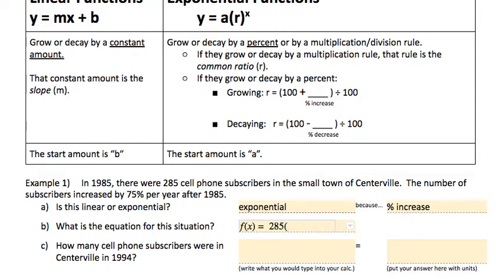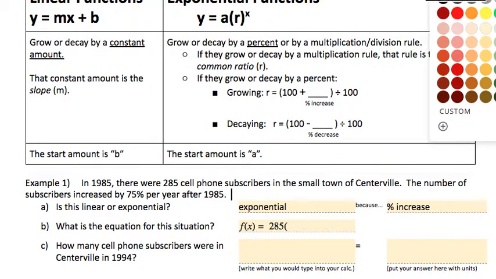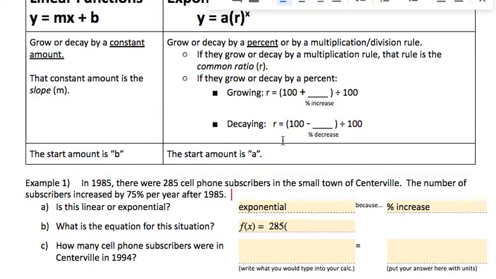Now my growth rate, I might come up here and try to work it out, but it is increasing by 75%. So I'm going to come up here and use a different color. Oh, I'm just going to use red. Okay, so R equals 100. This is percent growth, plus 75% growth. So that's going to be 175. And then I have to divide that by 100.